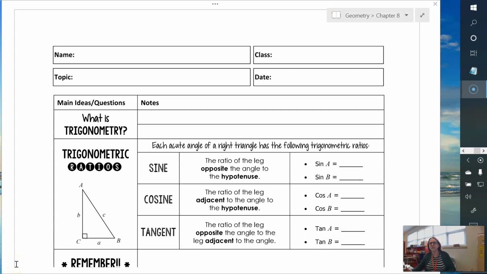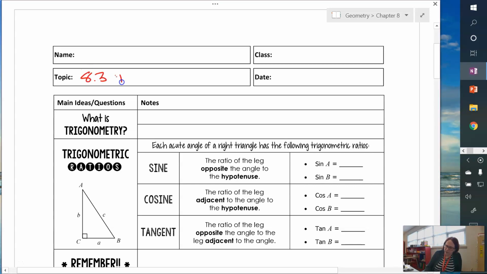Hi everybody, this is Mrs. Snook with section 8.3 and our topic today is trigonometry.